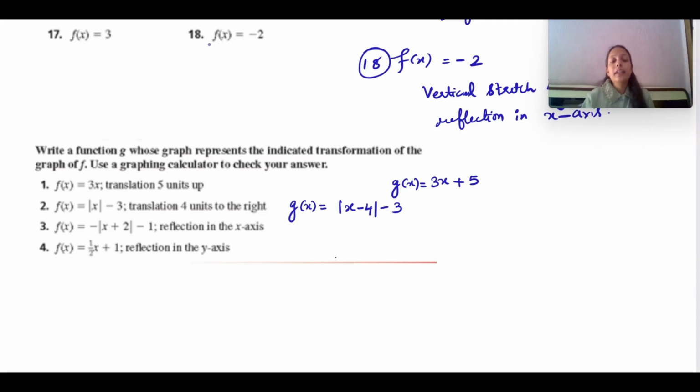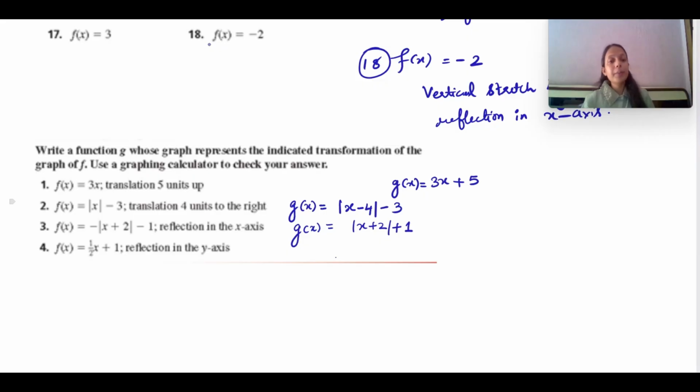Third question. The third is f(x) equals negative times the absolute value of x plus 2, minus 1. So I have to reflect this function in the x-axis. Reflection in x means multiply the whole function by negative 1. So the new function g(x) will be negative absolute value of x plus 2, negative negative, plus 1. That's the new function g(x). Okay.